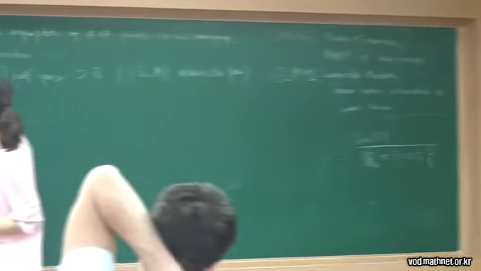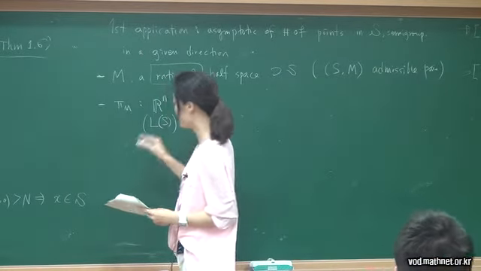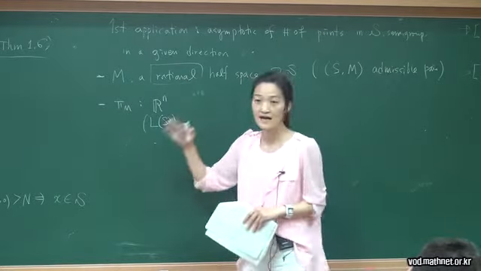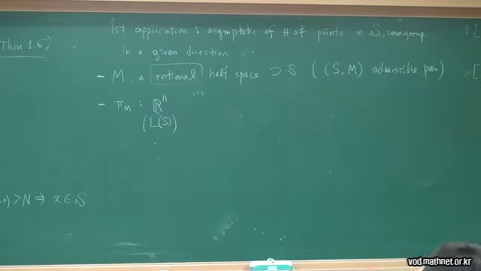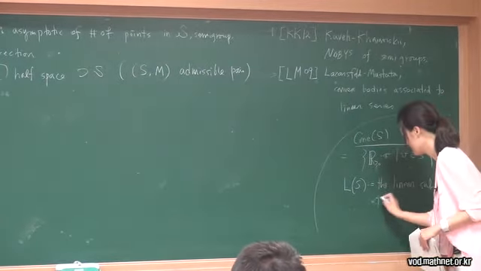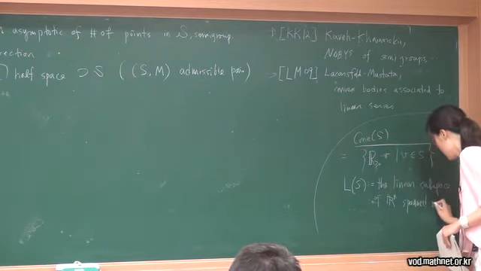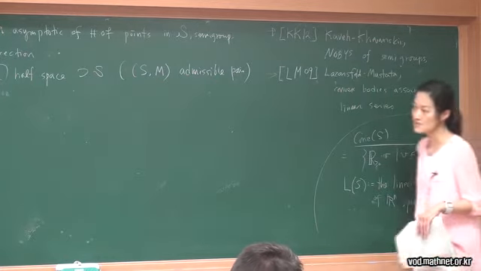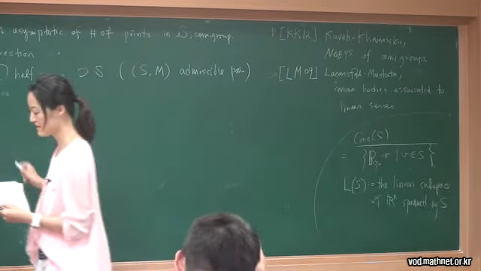Well, actually, this one should be the linear space spanned by the semigroup, but for simplicity, I assume that that is equal to that. Sorry. So L of S is by definition the linear subspace of the ambient space spanned by S. Just for simplicity, I just assume it's the whole linear space.